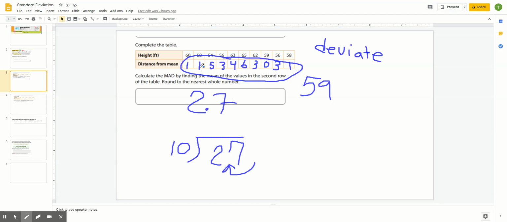What that means is on average, the values of these buildings go up and down by 2.7. That's how far they deviate on average. If you look at that now, that makes sense, because there's a lot of 3s in there. There's a 4, and for the ones that are a little bit higher, there's ones that are a little bit less. So our standard deviation here, or they call it MAD, is going to be 2.7 feet.